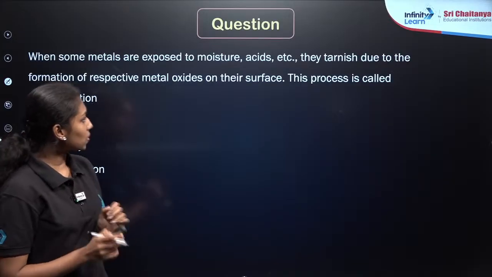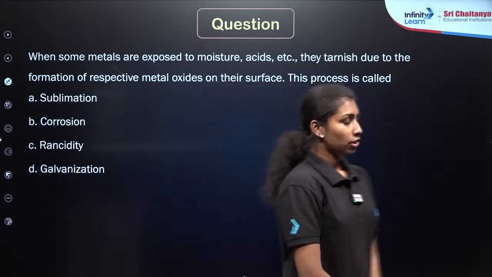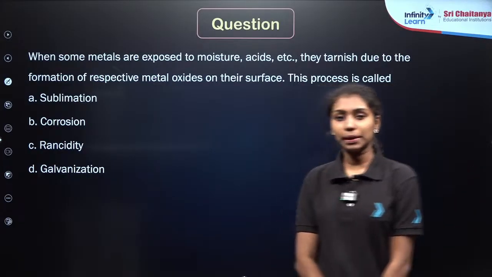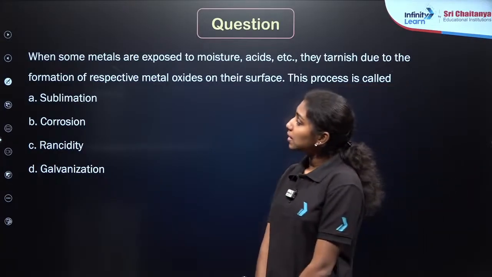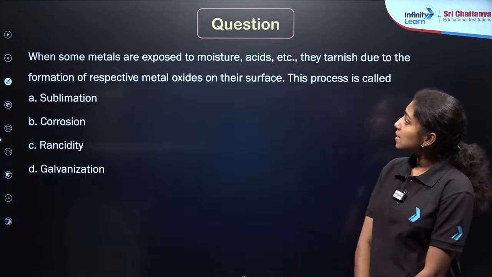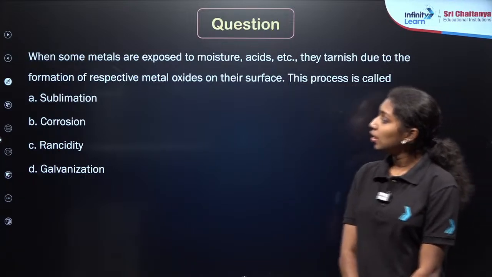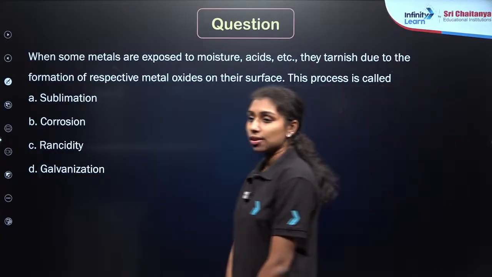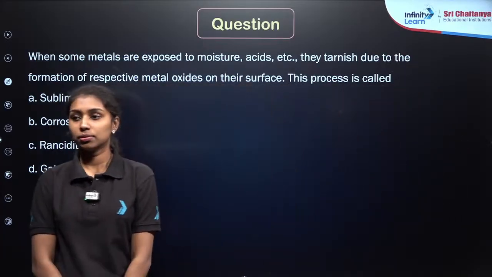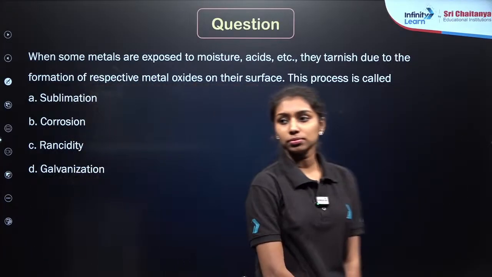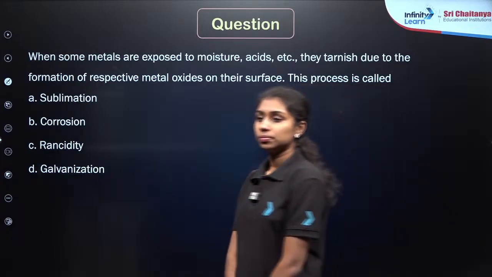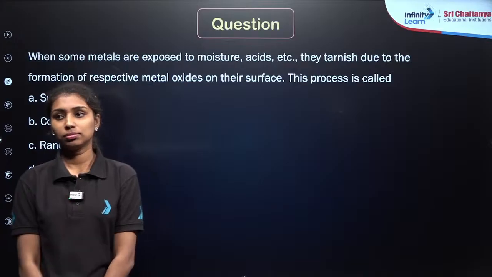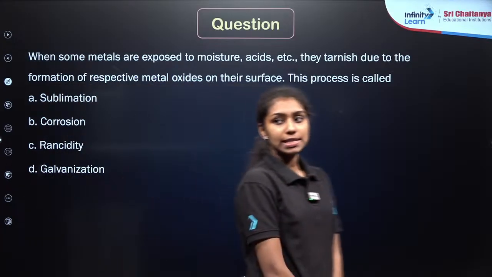Now let me move to the next question. Okay, this is a repeated type of question which we have already discussed in the third chapter, metals and non-metals. When some metals are exposed to moisture, acids, etc., they tarnish due to the formation of respective metal oxides on their surface. This process is called... Okay, what will be the answer for this question?